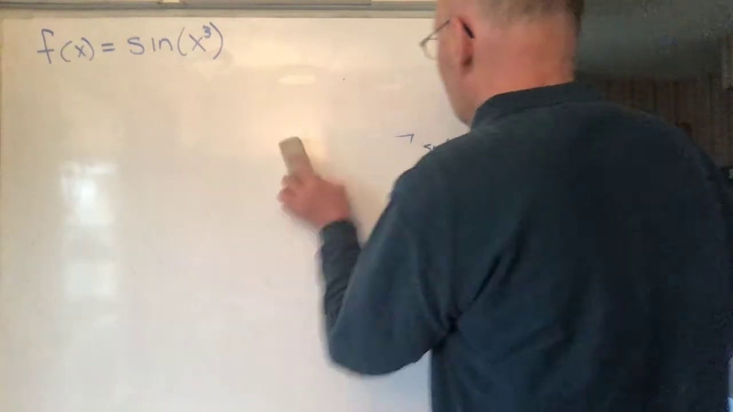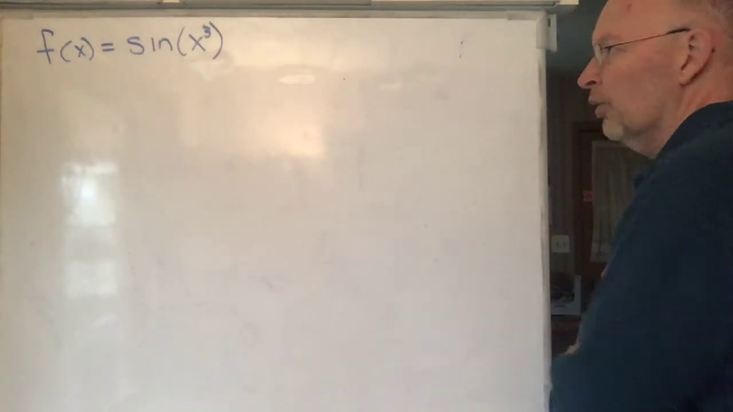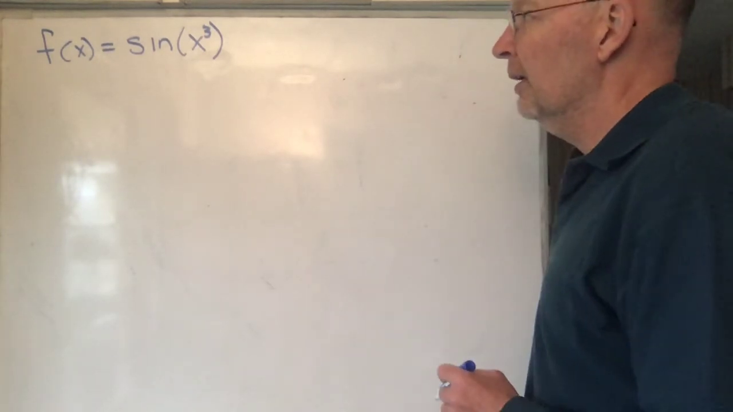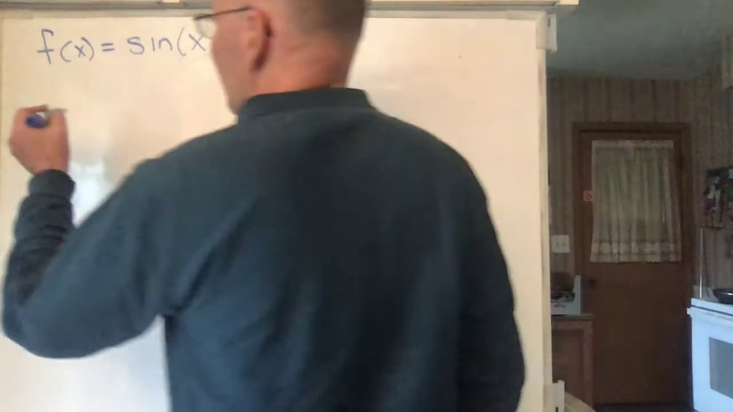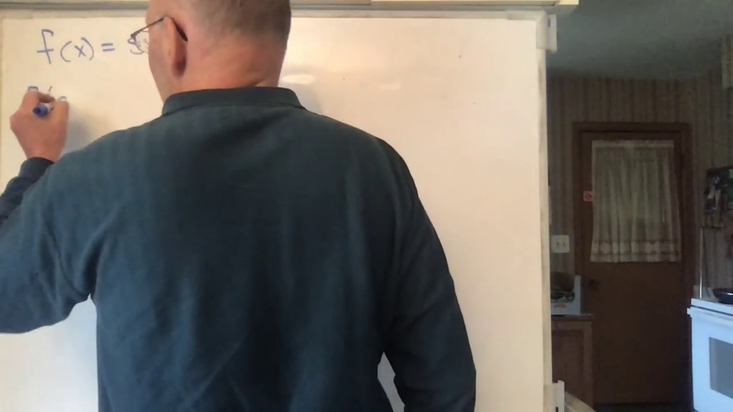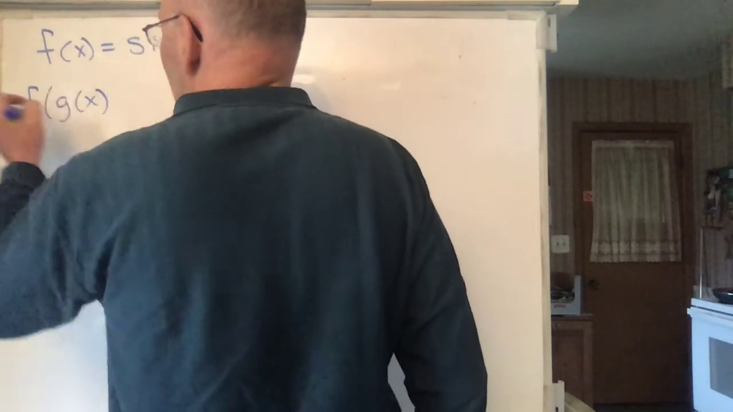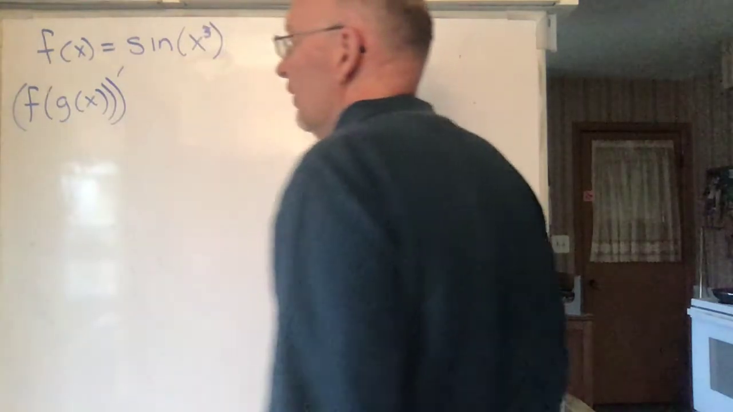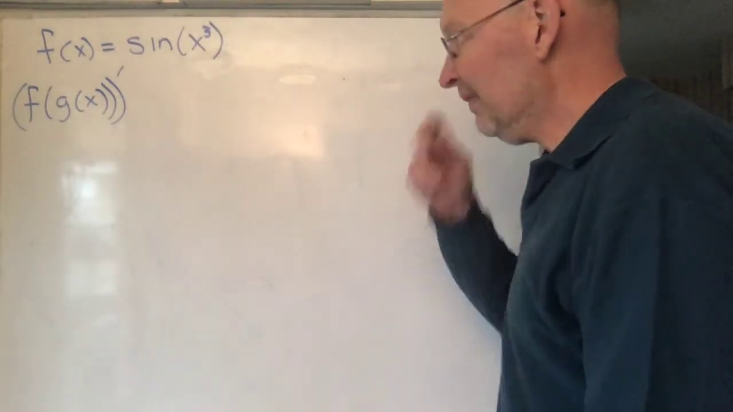So here's the answer. And again, I'm just going to give you a rough proof of this because it's short enough and it just kind of helps motivate the answer. So here's what we have. We're going to call it f of g of x. And basically, we want the derivative of that thing. I'm going to write it like this: the derivative of f of g of x.